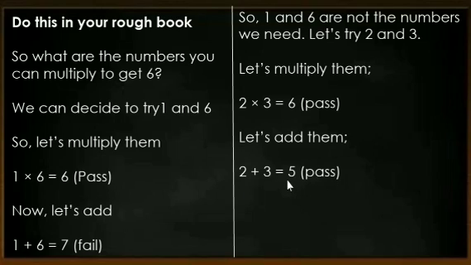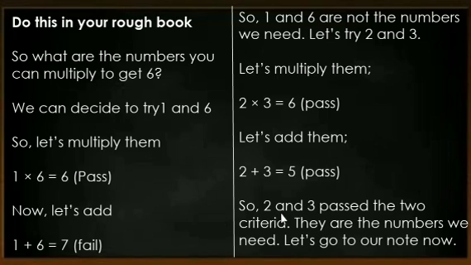This is how you think and come up with the numbers that meet the two criteria which we are interested in. So 2 and 3 passed the two criteria. They are the numbers we need. Let's go to our notes now. In other words, let's go back to our notes where we are solving. Remember, all what we have done here are our thought process in our rough book. Now let's go back to our main notes.